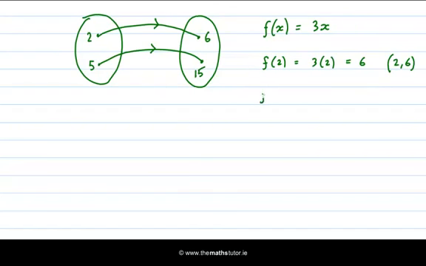We can also write f of 5 is equal to 3 times 5, which is 15. And that gives us the ordered pair.